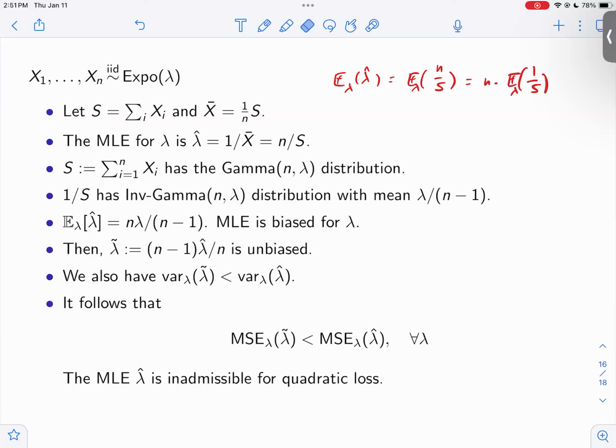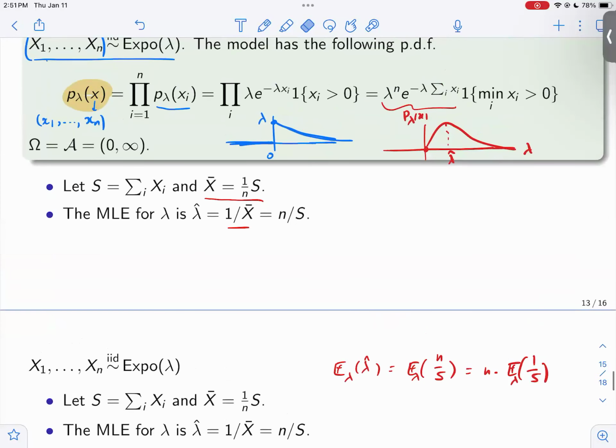If you're good at probability, once you have the density or distribution, you can calculate anything. Just probably not in closed form, but you can integrate against this. So it's going to be the integral of 1 over the summation of xi times p lambda of x1 up to xn, dx1 up to xn, over R positive to the n. So you have to calculate this integral.